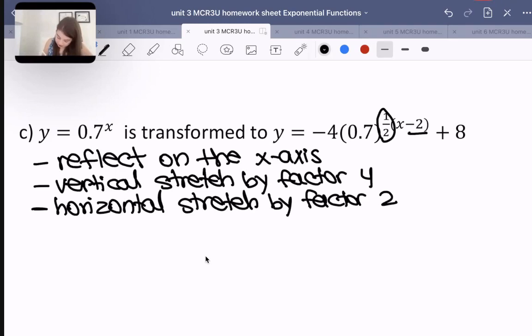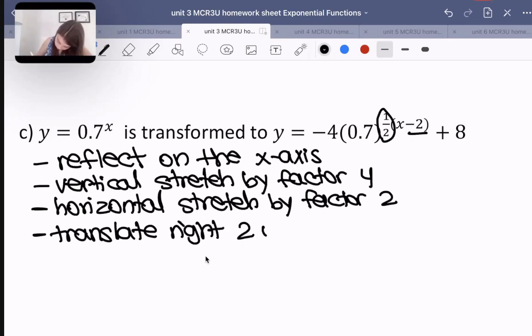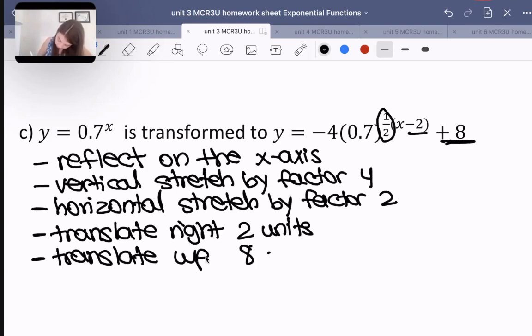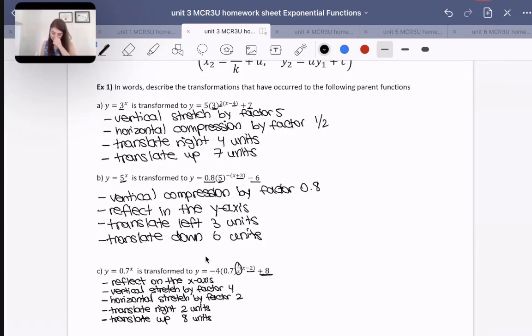Then we have minus 2 here, right, which minus is part of our equation, so it's really translate right 2. Then it's translate up 8. And voila, there we have it.